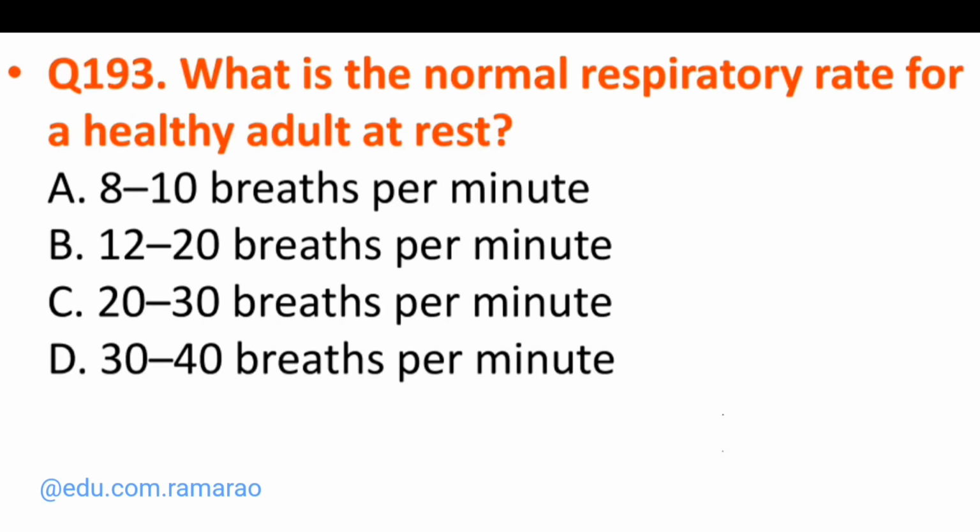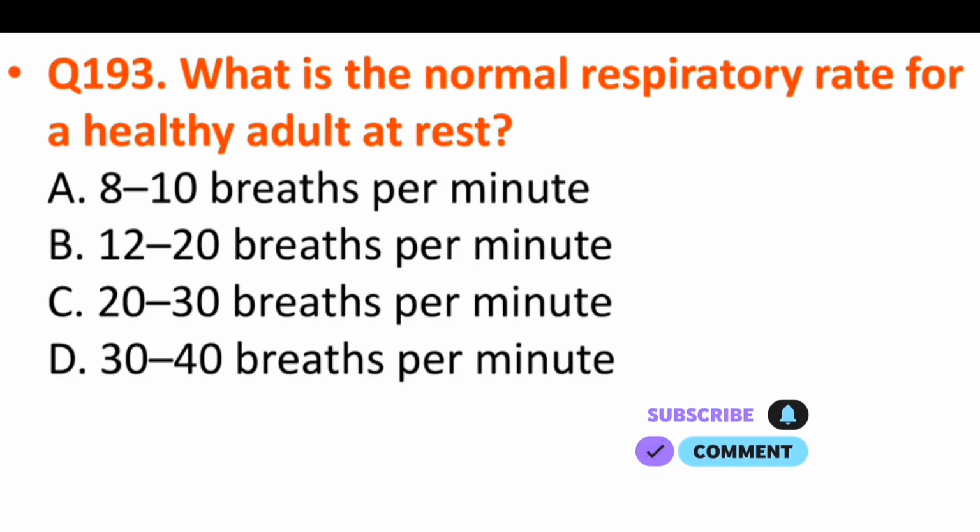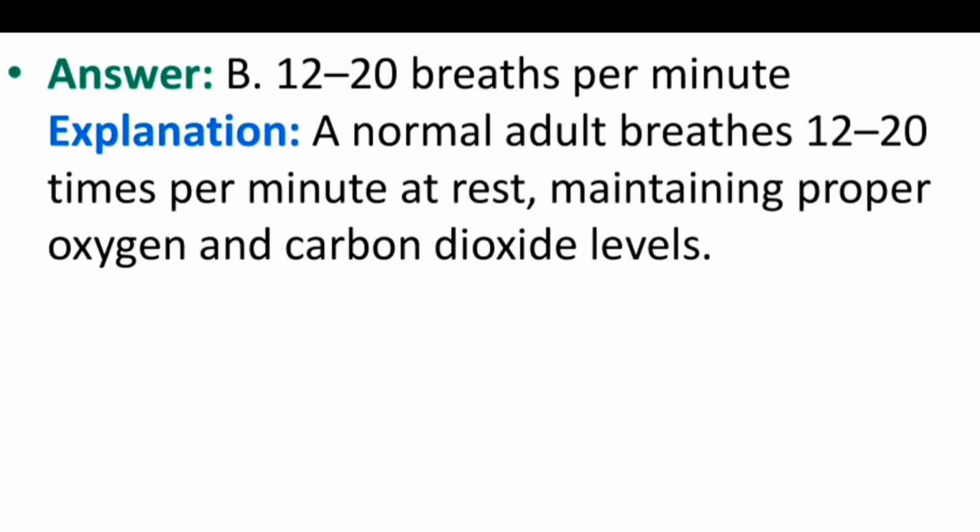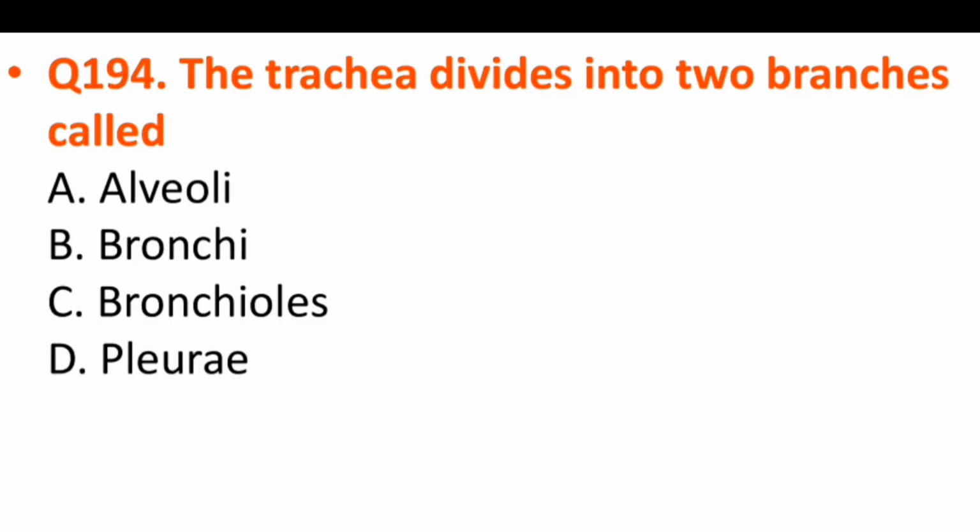The next question. What is the normal respiratory rate for a healthy adult at rest? Option A, 8 to 10 breaths per minute. Option B, 12 to 20 breaths per minute. Option C, 20 to 30 breaths per minute. Option D, 30 to 40 breaths per minute. The correct answer is option B, 12 to 20 breaths per minute. A normal adult breathes 12 to 20 times per minute at rest, maintaining proper oxygen and carbon dioxide levels.